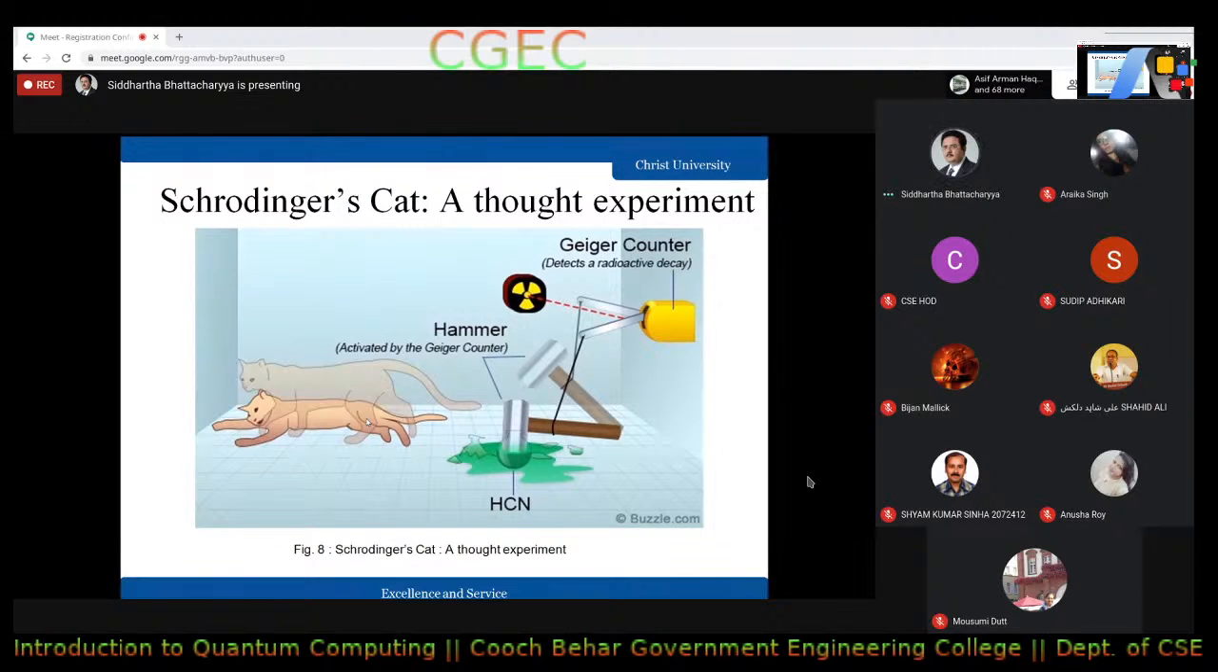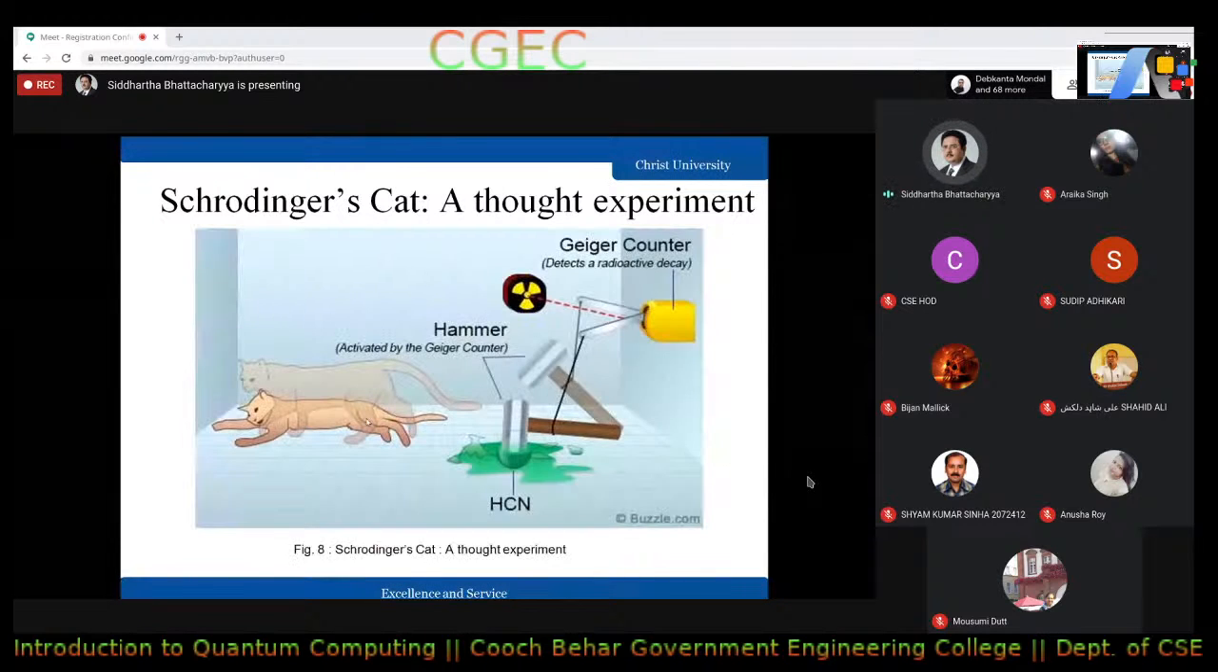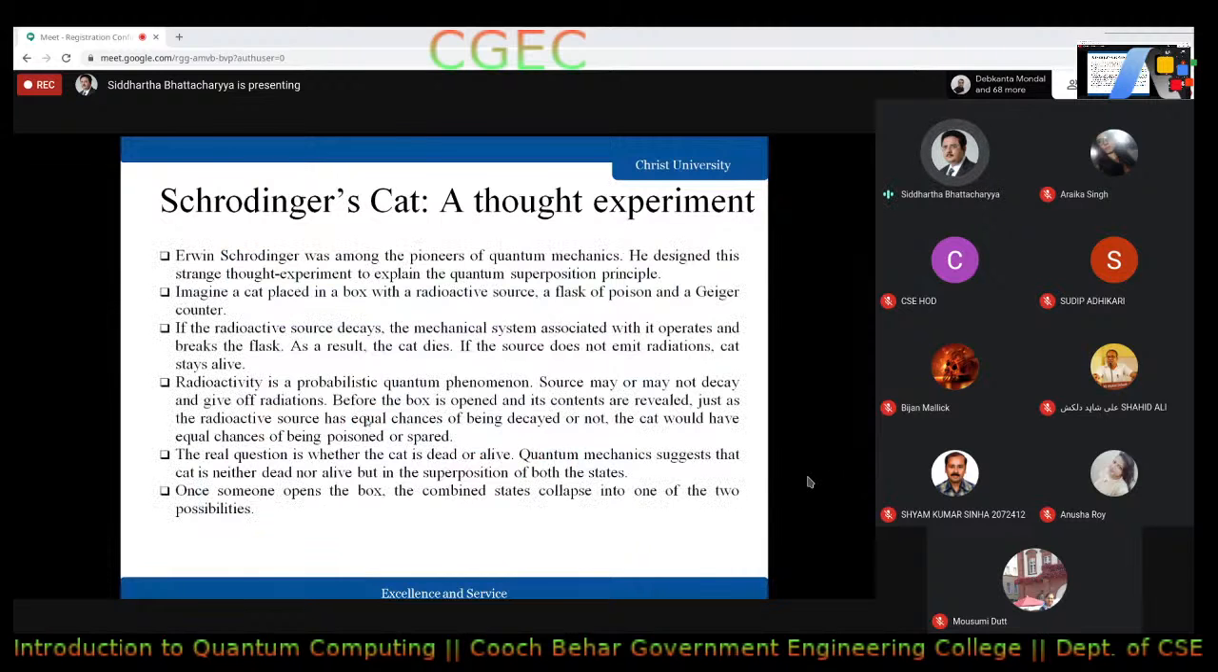The cat will die. Now the question is, I told you that radioactivity is a probabilistic, quantum phenomenon. So you are not sure what the half-life of the radioactive material is, and depending on that half-life it will decay. That is also probabilistic in nature. So if the radioactive material decays, the cat will die. Otherwise, if it does not decay, what will happen? The cat will not die.